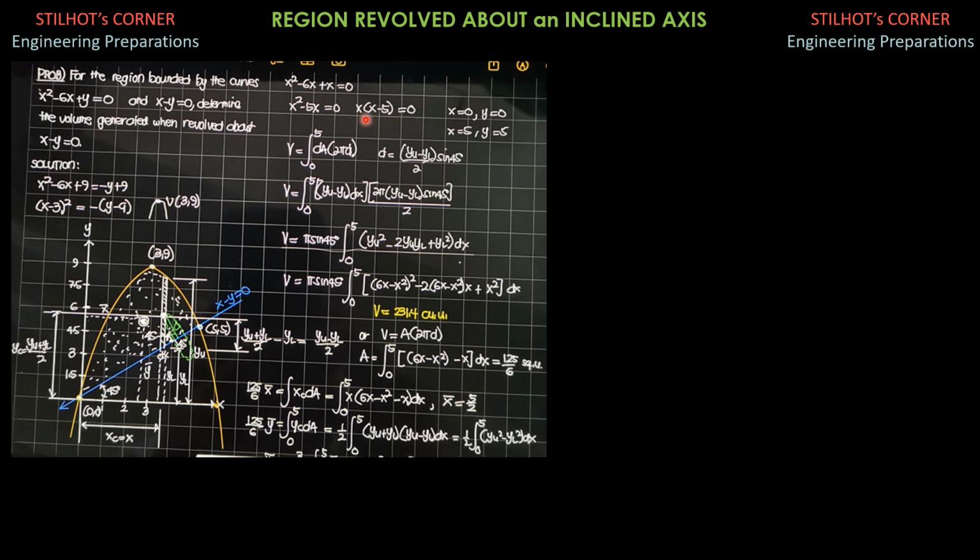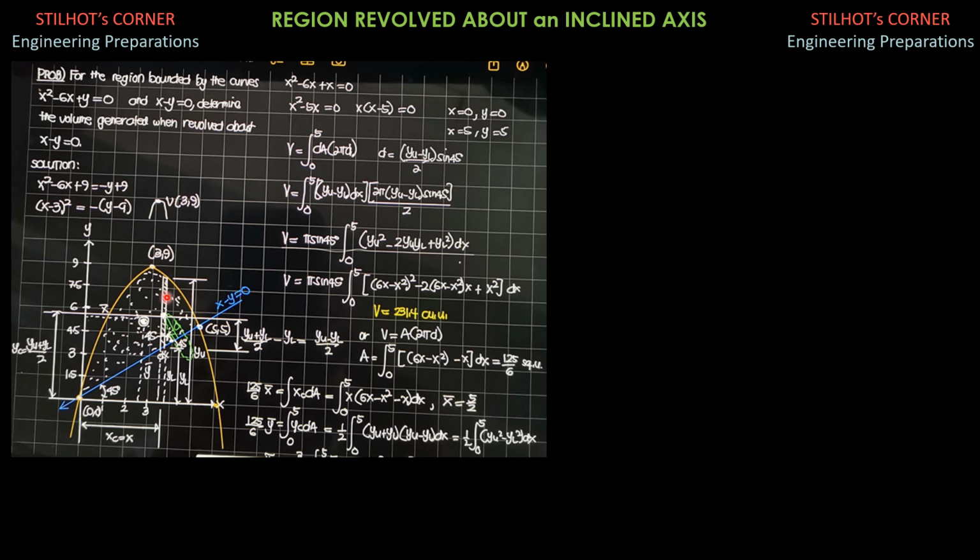That's why x is 0, so y is 0, and x is 5, y is 5. So the other point of intersection here is 5 comma 5. So that's why this is the line, the bounding line. So this is the region to be considered, and let's revolve this about this inclined axis, this blue line here.